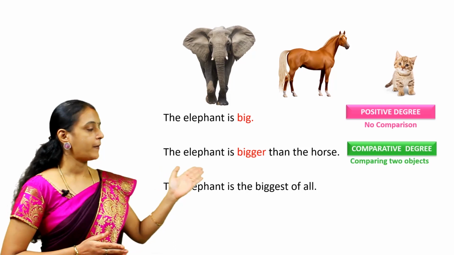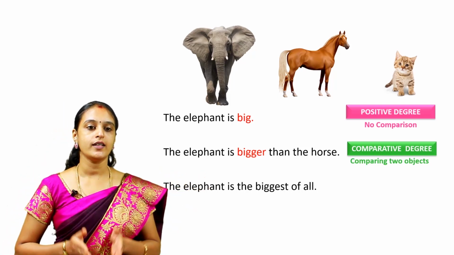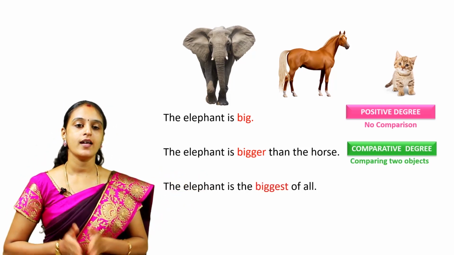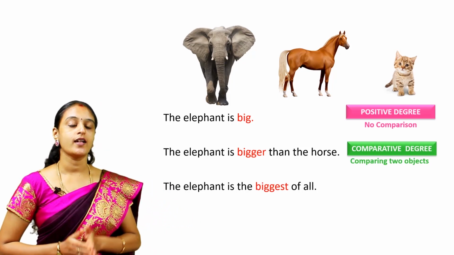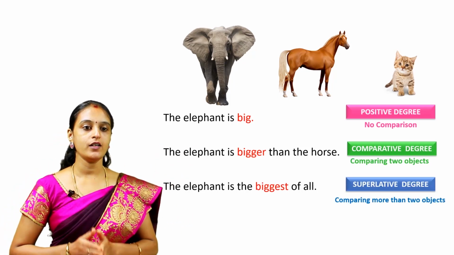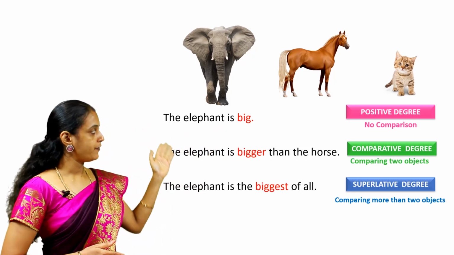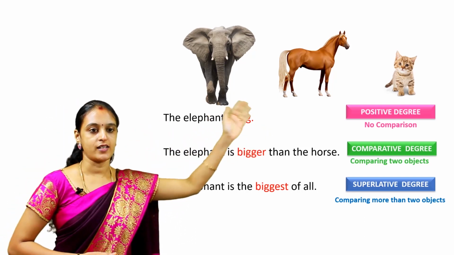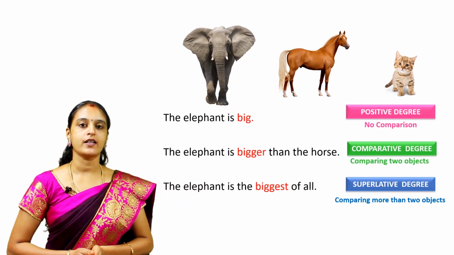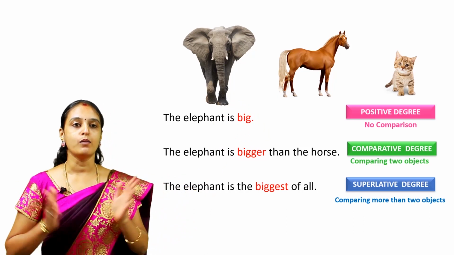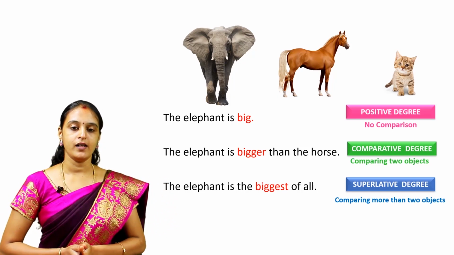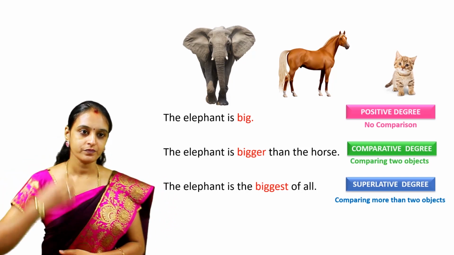The elephant is the biggest of all. Here, biggest is the adjective that denotes the superlative degree. Here we are comparing three animals, the elephant, the horse and the cat. Thus, superlative degree is used to compare more than two objects, people or places.